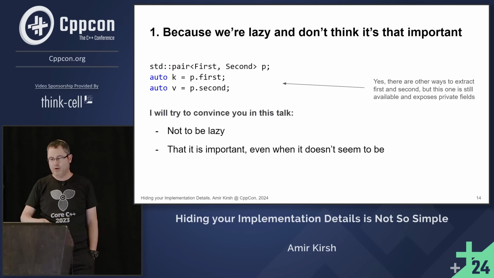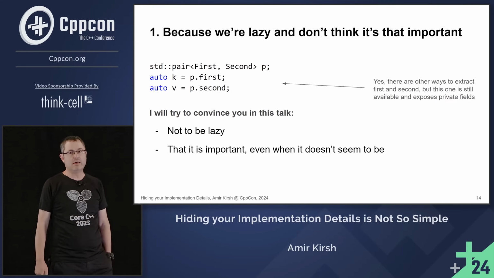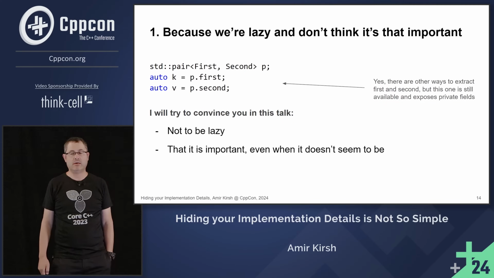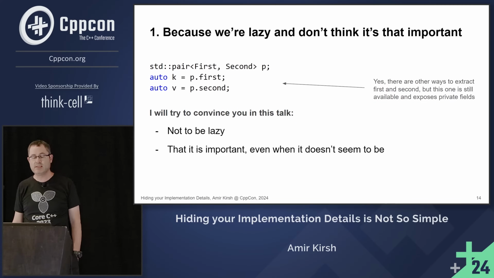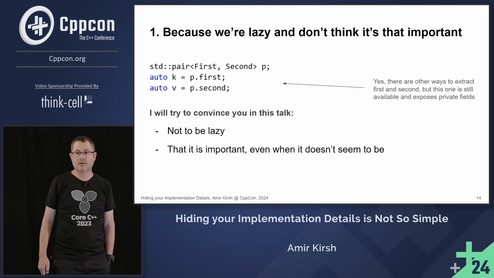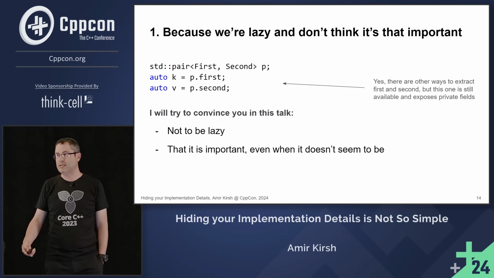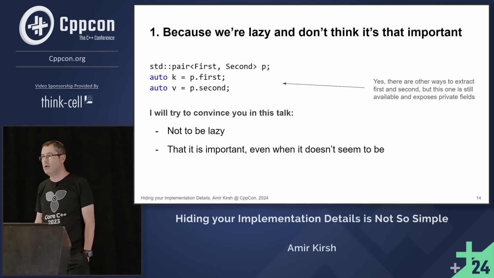I'll give you an example of something that I would say was a bit lazy, and I will discuss later why I think it was a mistake to begin with. Stud pair. Stud pair exposes first and second. First and second are data members. They are exposed in the public. There aren't any getters, so you can actually access first and second. Someone was a bit lazy there.